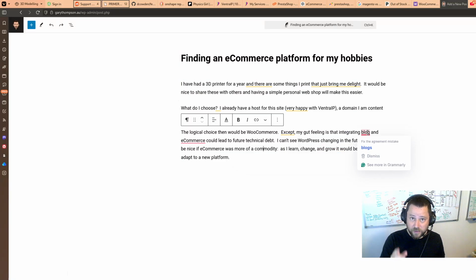But some sentences aren't really good enough for the draft, and here's one that it's picked up. So I've written this paragraph. I'll start from the beginning of the paragraph. The logical choice would be WooCommerce. Except, my gut feeling is that integrating blog and e-commerce could lead to future technical debt. Now, reading out loud, that's awkward. Okay, I'm like, oof, don't know where my brain was when I was typing. Well, probably on a few things at once.